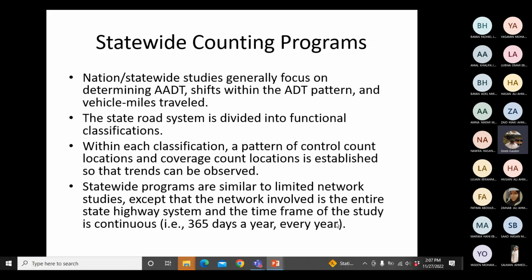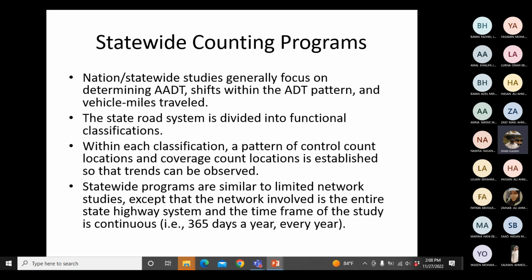Okay, now we move on to statewide counting programs. So first of all, who does the statewide counting program? Statewide counting program is done by the state, the government, or any authority who is responsible for the highways and traffic management. So when the government is doing it, they are doing it for all the roads. So the entire road network is part of the statewide counting program by default, because the government has jurisdiction on the entire network.